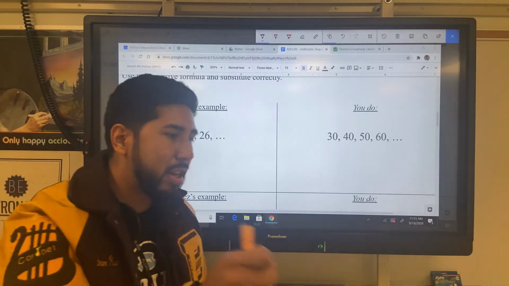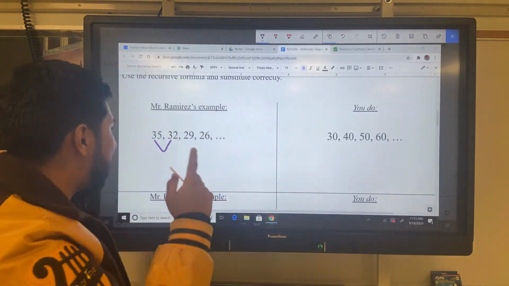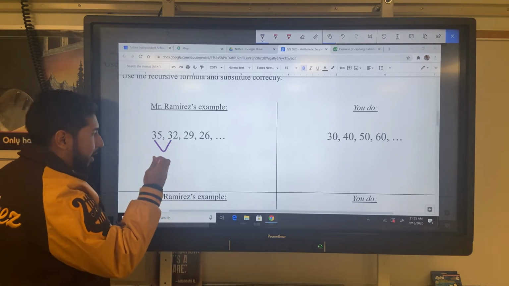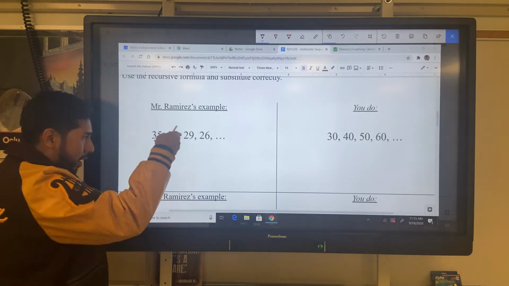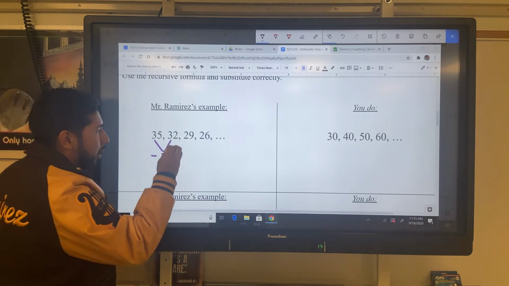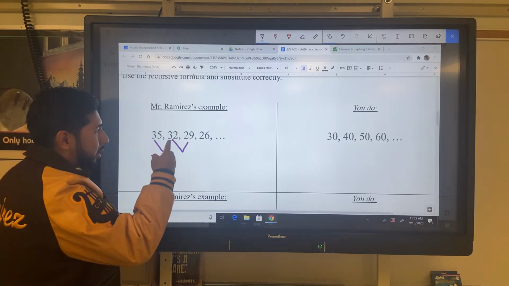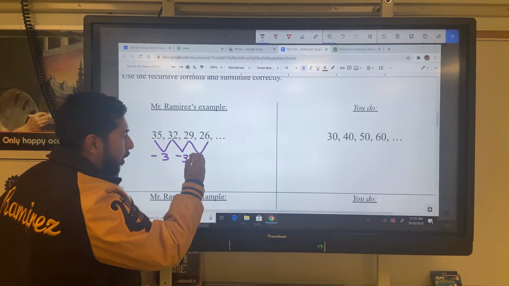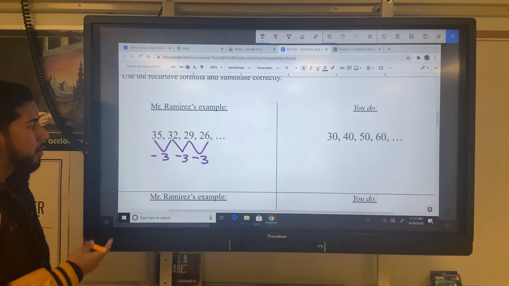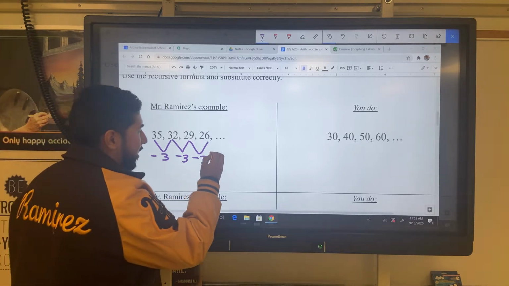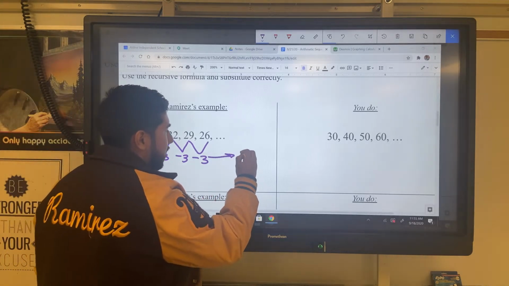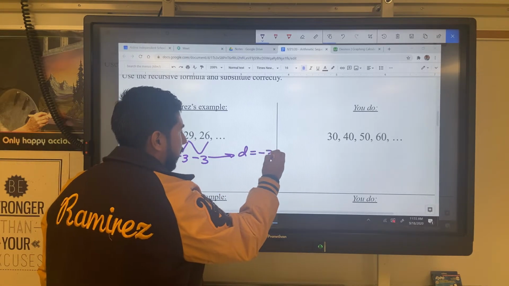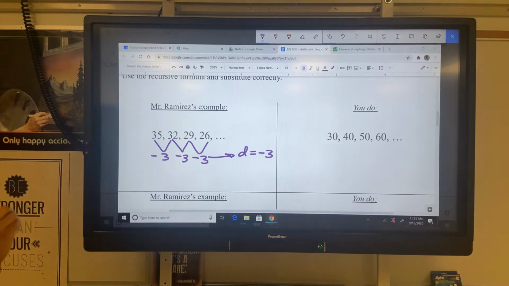But because it's going down by 3, am I going to be putting a plus 3 or a minus 3? Well, I know if I did 35 minus 3, it gave me 32. I should hopefully see, okay, 32 minus 3 gives me 29, and so on, and so on. Why is this important? Because this number is my D. So I get to say D equals -3. So I have the first step done.